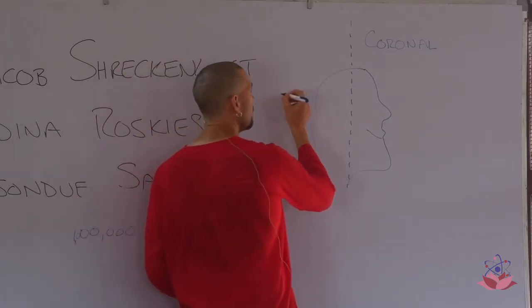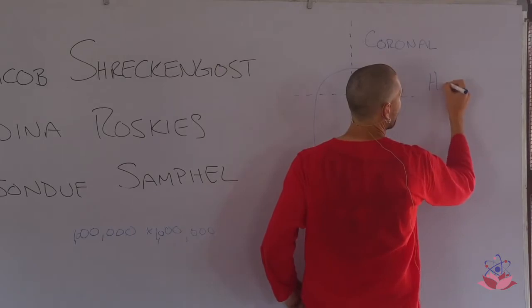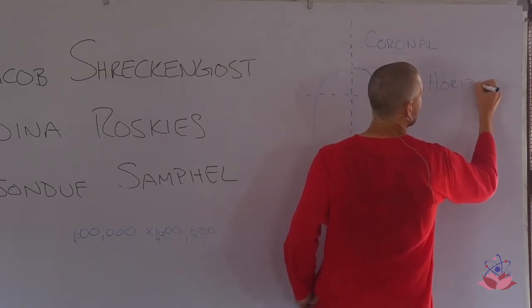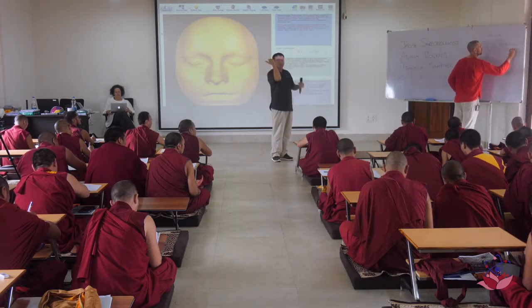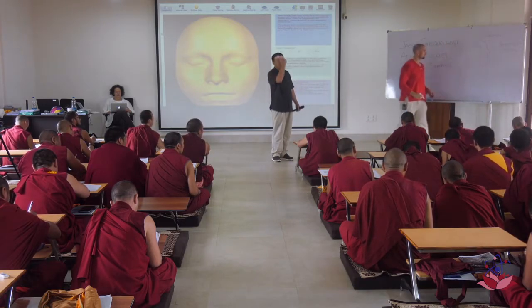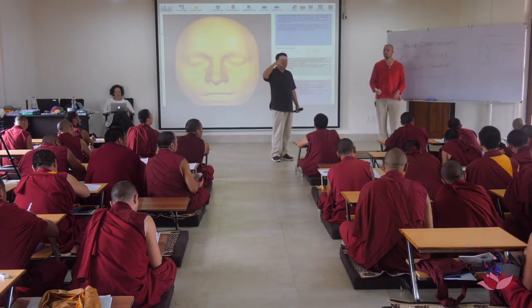We have a plane that comes through the brain like this, and we often refer to it as either horizontal or axial.